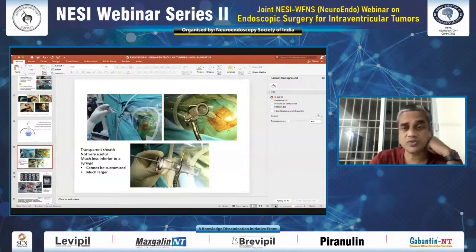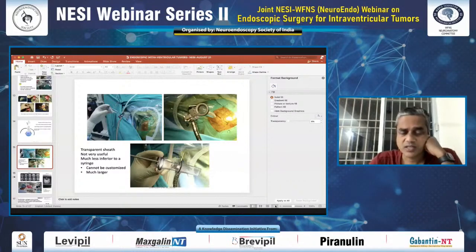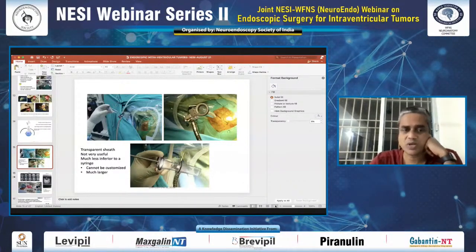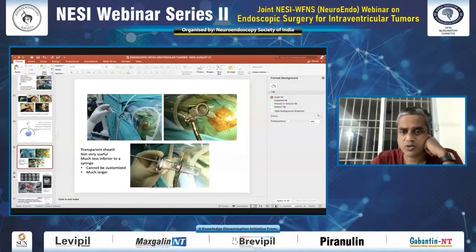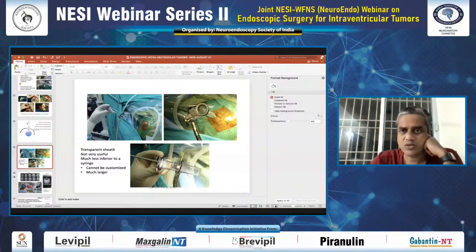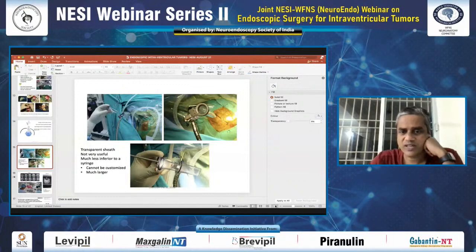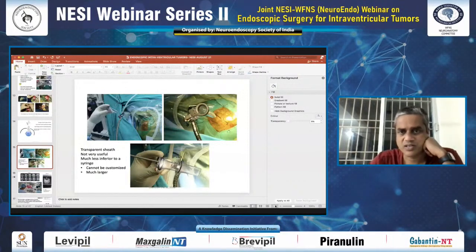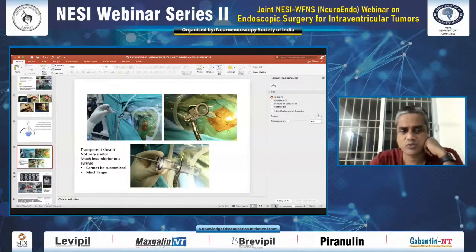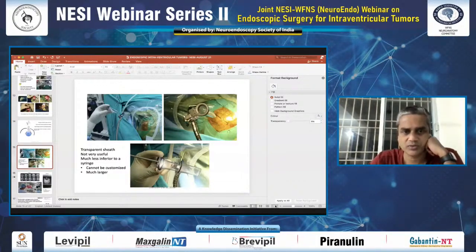So I did try to use these commercially available obturators, but believe me, I found them absolutely useless, because they occupy a lot of space. In addition, one cannot customize the size. So one finds that the size is too large most of the time, and this prevents creating a funnel-like approach, which is so much required for minimally invasive approaches.